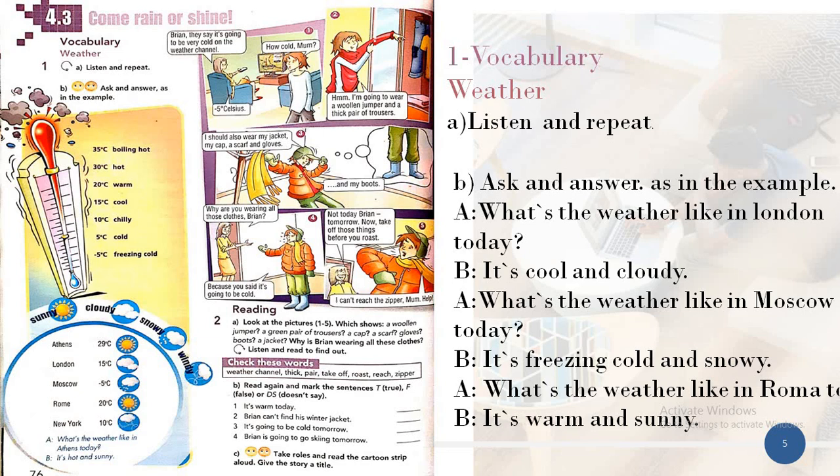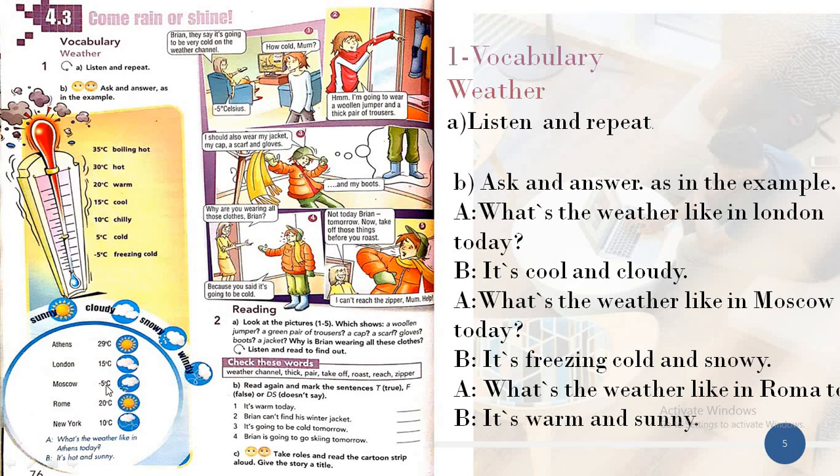So, B. A. What's the weather like in London today? B. It's cold and cloudy. Look, it's cold, 15 degrees, it's cold and cloudy. Cloudy, good.